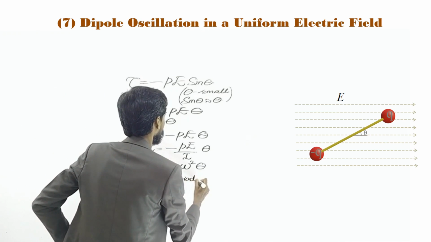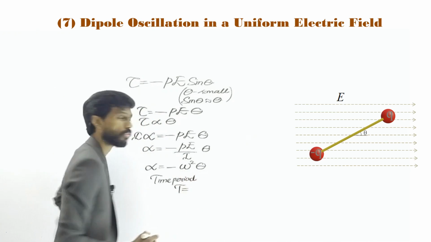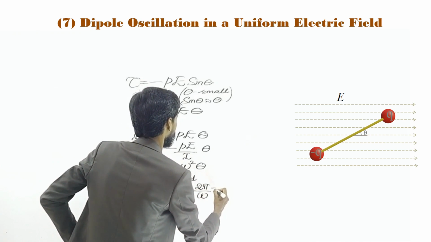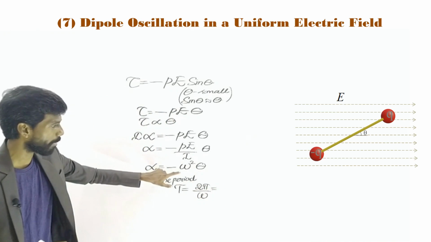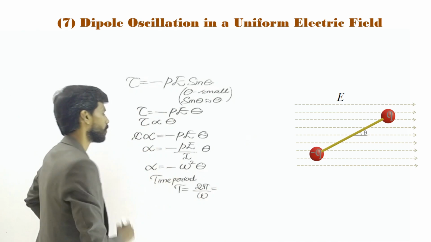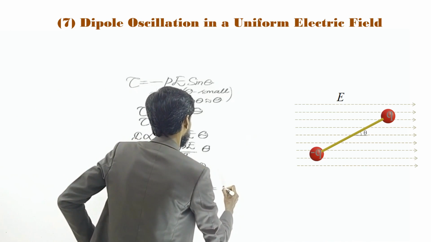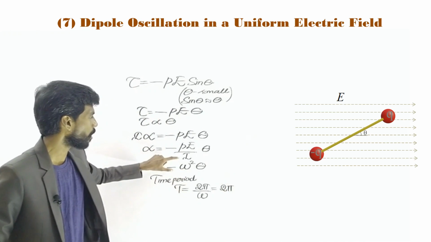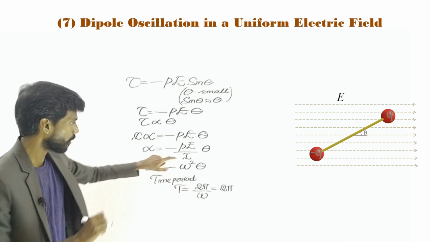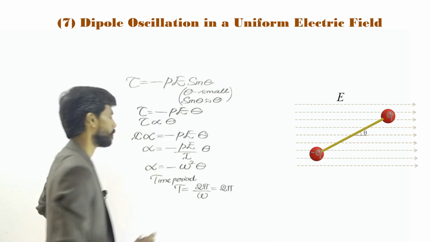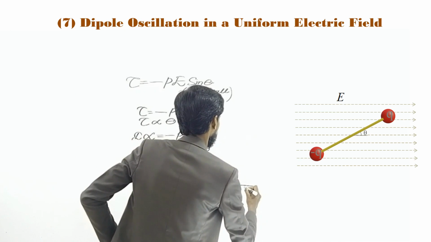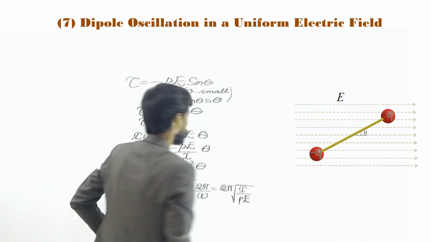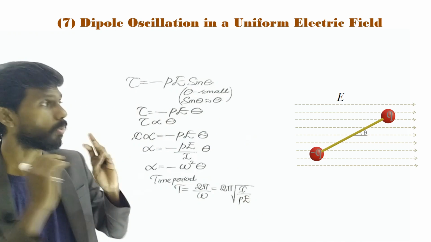The time period of the simple harmonic motion, T, is given by the formula 2 pi divided by omega. Alright, that is the formula, but omega can be found using the comparison. If you simply substitute here, you will get the answer. So omega is the square root of PE divided by I, and the time period is 2 pi multiplied by the square root of I divided by PE. That's it. This is the time period of the angular simple harmonic motion.